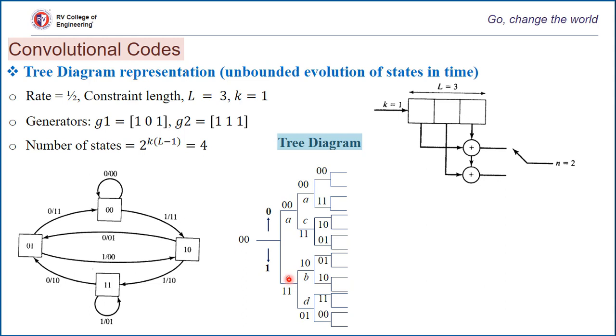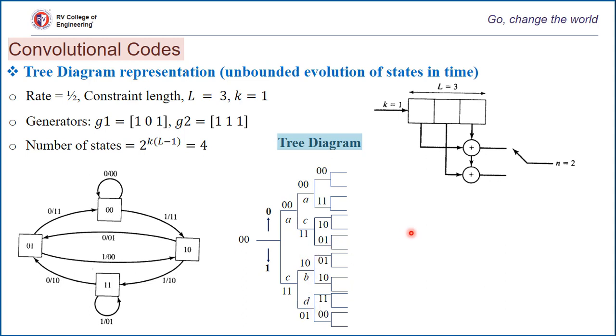And as you know, from 11, again if the incoming bit is 0, the output would be 10, like here. If the incoming bit is 1, the output would be 01. So the states represent B and D here. This is a self loop, which is represented as state D.